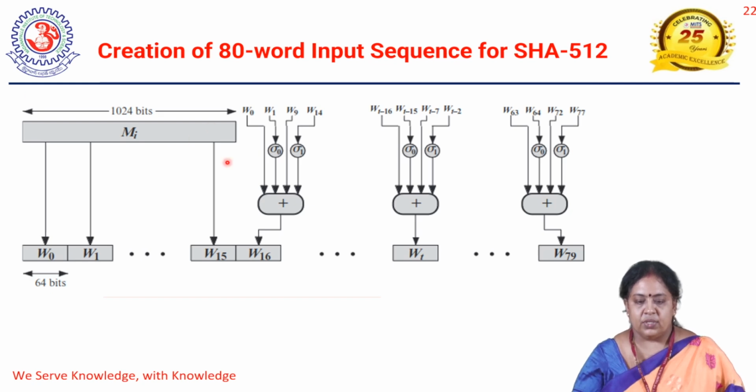See, this is a 1024-bit block. From this block we can generate 16 words, and each word is 64 bits. Words 0 to 15 we can directly derive from this message block. But for the 16th word, we have to use this formula. That means we have to take W0, W1, W9 and W14, then perform the sigma 0 and sigma 1 operations, and lastly they must be added in order to produce W16. Like that we are going to generate up to W79.